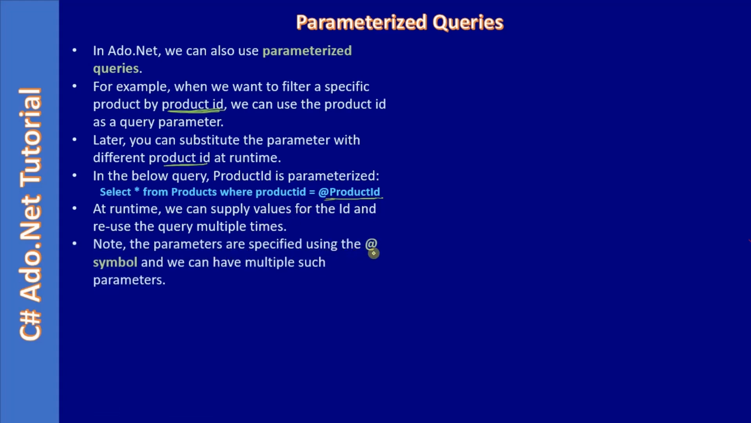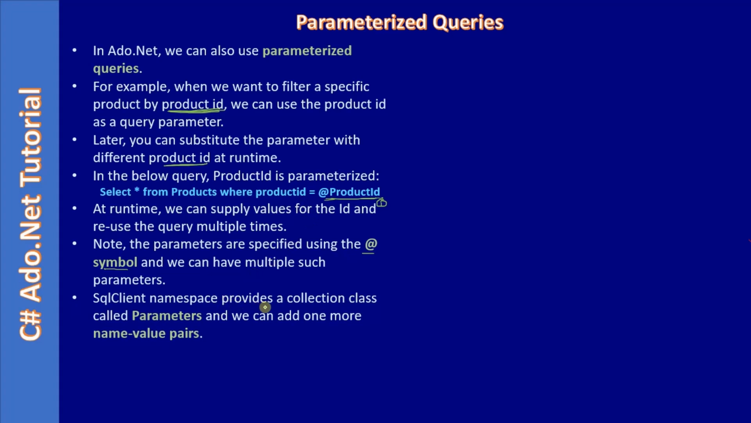Note the parameters are specified using the @ symbol, and we can have multiple such parameters. Here you will be seeing only one parameter, product ID, but at runtime you can supply multiple such values inside the query. That means you can have multiple parameters.